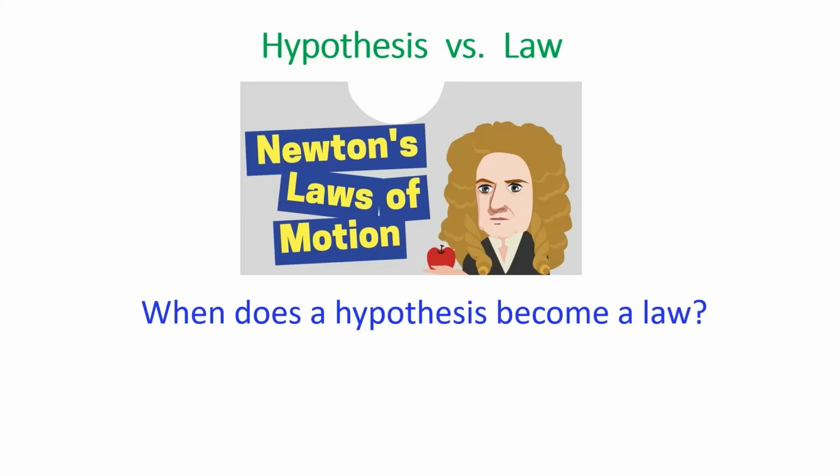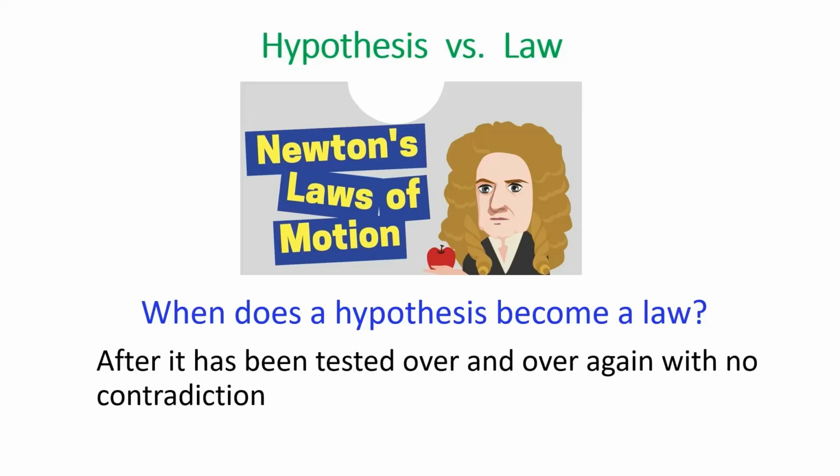Okay, let's see how you did. A hypothesis becomes a law after it's been tested over and over again with no contradictions. Newton's laws, for example, have been tested for centuries and they always seem to work, so we call them laws.